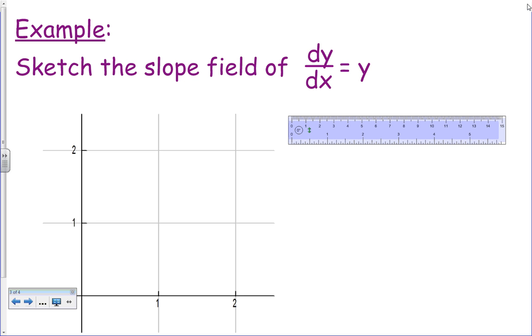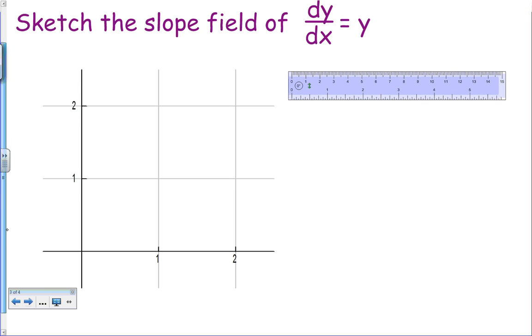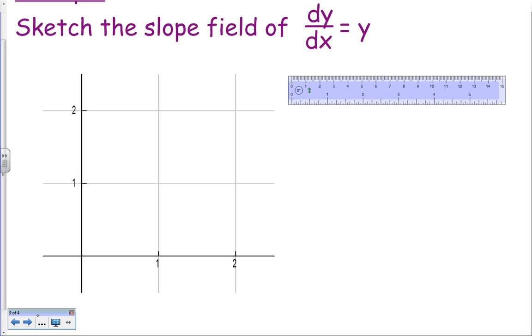In this example, we're going to try to sketch the slope field of dy/dx equals y. I've got a window set up from just 0 to 2 in both my x and y direction. The larger your window, or the more grid points you have in there, the more work you've got to go through. That's why we've just got a couple here. Basically I want to come up with points and sketch the slope at each one of those points. We're going to use the grid points 0, 1, and 2 in both the x and y direction, and that'll give us a total of 9 slopes to graph.